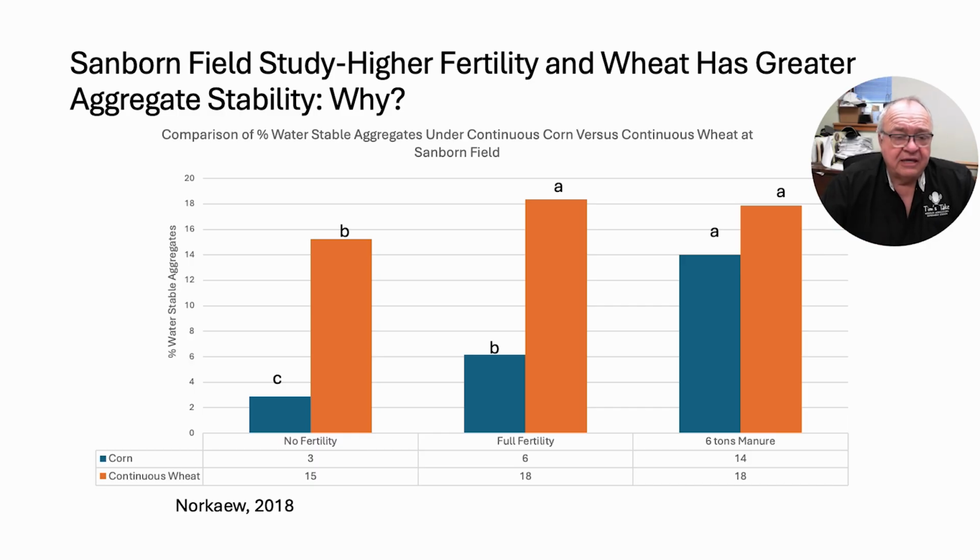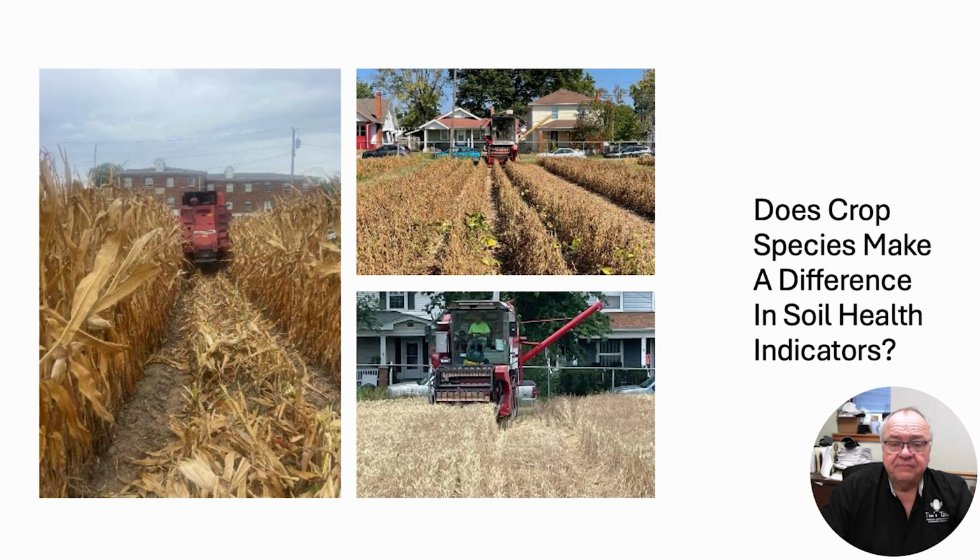Wheat, on the other hand, doesn't show this big change from no fertility to manure. What really sticks out, though, is that it's always higher than corn. So this tells us, in these very long experiments, that there's a big difference between corn and wheat in aggregate stability, which is very important for many reservoir properties. So we want to compare corn and wheat and soybeans. Does that crop species make a difference in our soil health indicators?